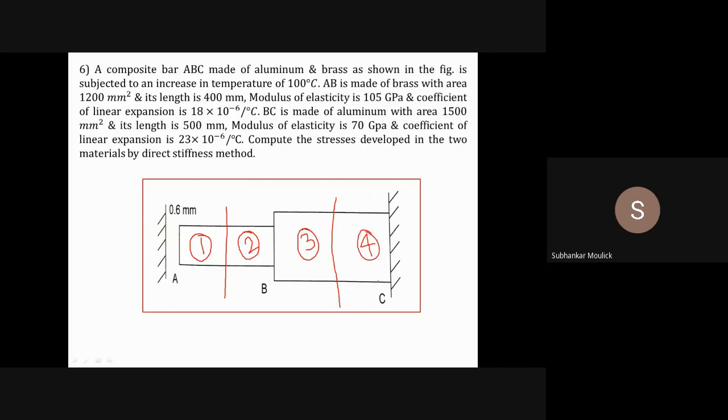Is it clear? The division of elements? Any doubt? No, sir. If you divided AB into two equal finite elements, definitely the length of element 1 is nothing but half of AB. Length of element 2, again, will be nothing but half of AB. Length of element number 3 will be nothing but half of BC, and the length of element number 4 is nothing but half of BC. Is it clear?